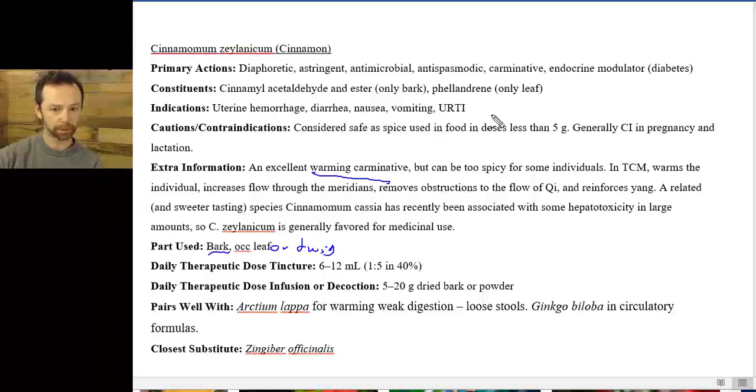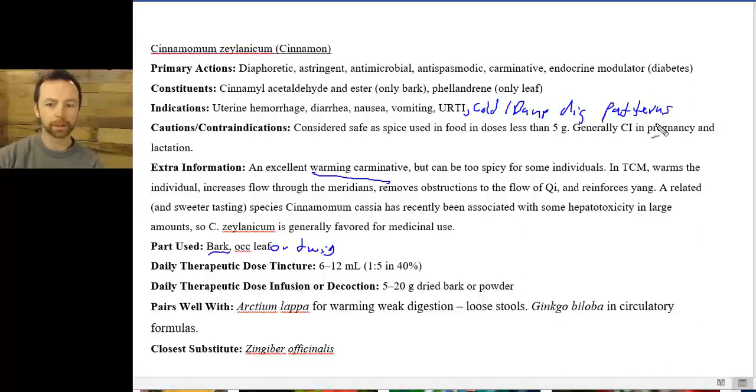So here we actually don't really have much. We've got nausea and vomiting, diarrhea. So I guess we do have a fair bit of digestion. But I would actually add any cold or damp digestive patterns. I think that's pretty key. That's a big part of how we use cinnamon. It is a carminative. That's what we use it for.